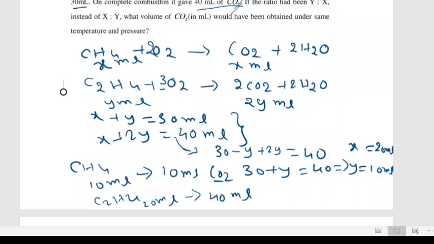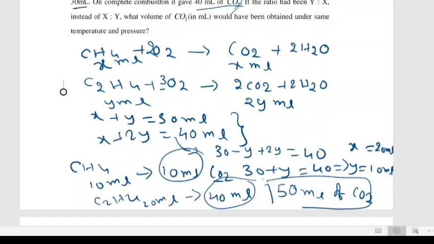Then they are asking what volume of CO2 would have been obtained. So how much is produced? 10 plus 40. Total 50 ml is obtained. 50 ml of CO2 is obtained. Right? 50 ml of CO2. Let's move to the next one.